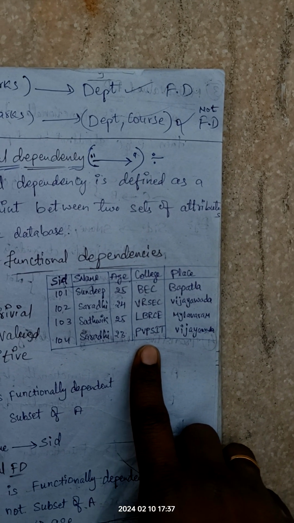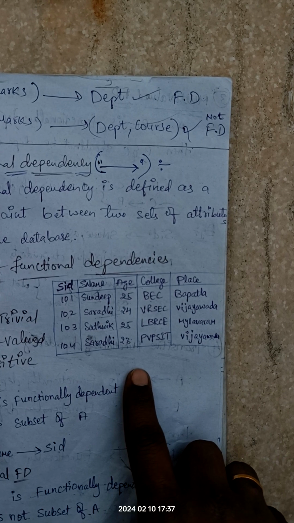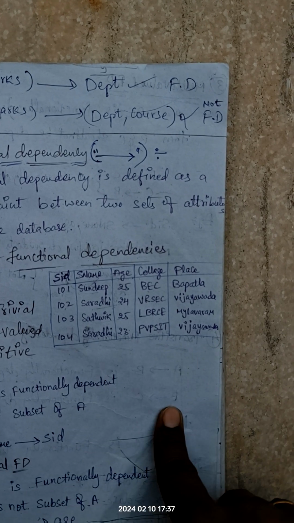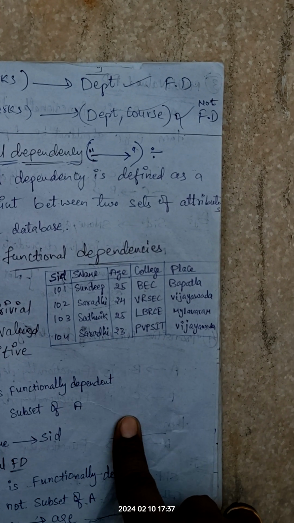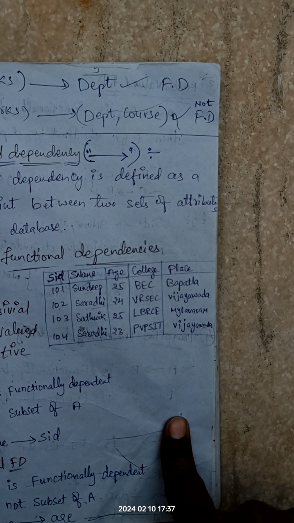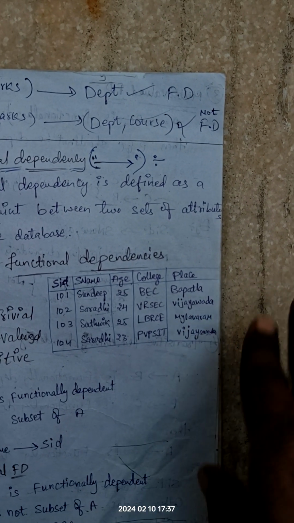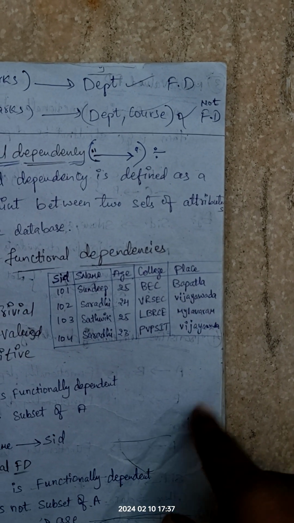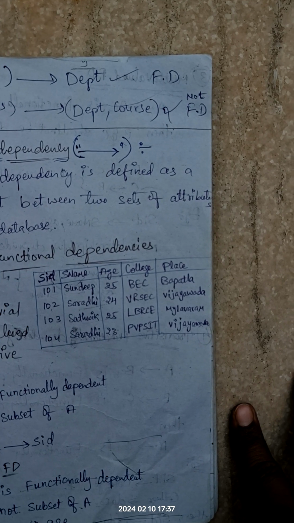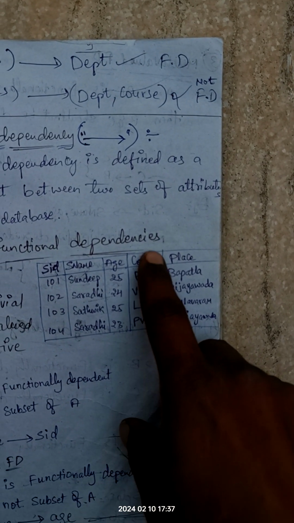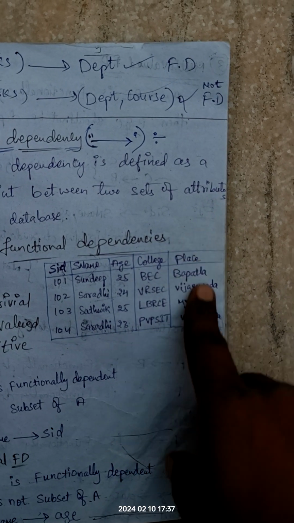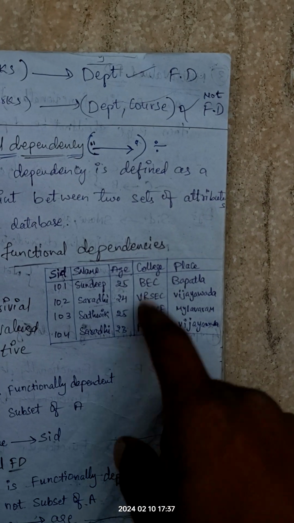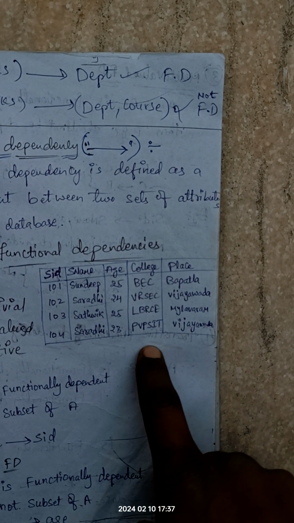So I said to remember one point: for same x value, if we have different y value, then we have to consider it as not functionally dependent. I asked you to remember this point. But here, we have no chance of getting the same x value. All the values are different, so it is functionally dependent.